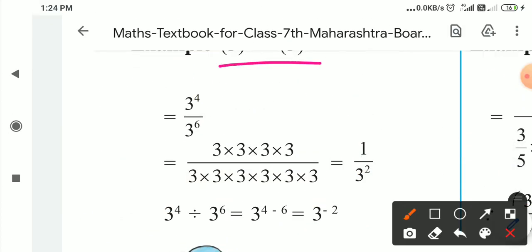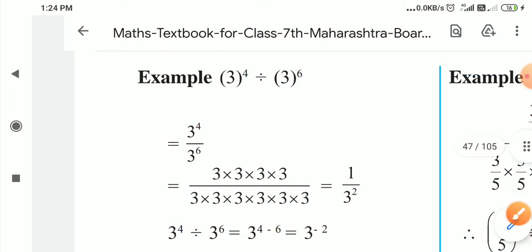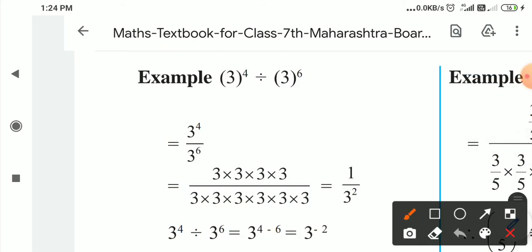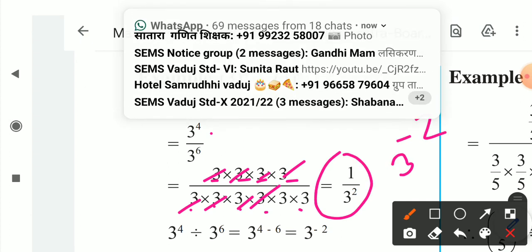This is the method. If division is there, do the subtraction of the indices. If you have done the subtraction, what do we have to do? Here 3 raised to 4 means 3 is multiplied 4 times, and 3 raised to 6 means 3 is multiplied 6 times. 1, 2, 3, 4, 1, 2, 3, 4. Remains 1 upon 3 square. And if you want to take it to the numerator position, change its sign.